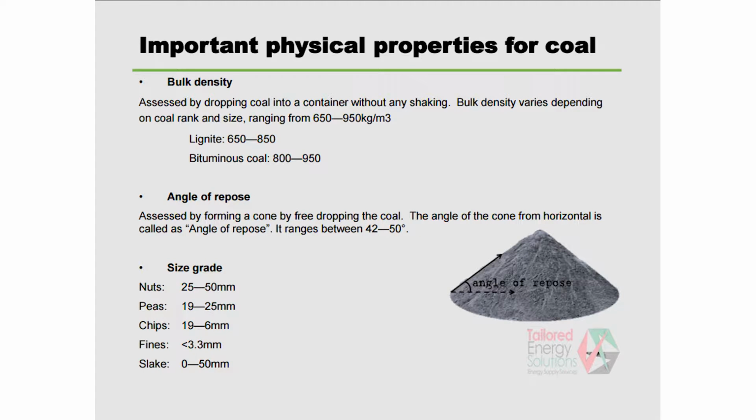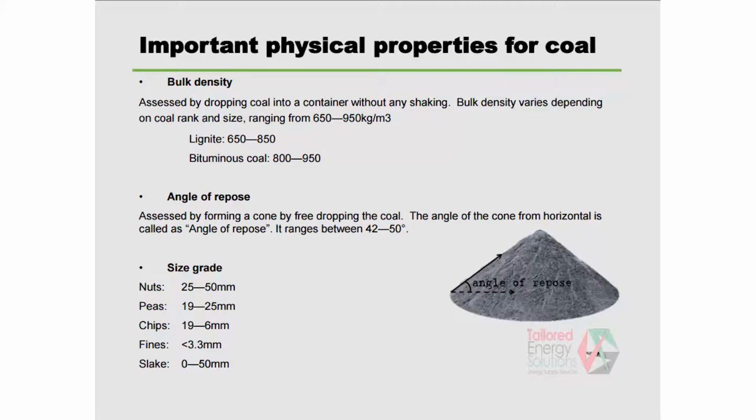Okay, just a bit more. Bulk density: we need to understand what bulk density means. The bulk density is basically pouring the fuel freely into a container without shaking or compaction. So what is the density? It's quite different depending on the size or the rank of the coal. For sub-bituminous coal around 650 to 850. Bituminous coal is heavier, around 800, 900.